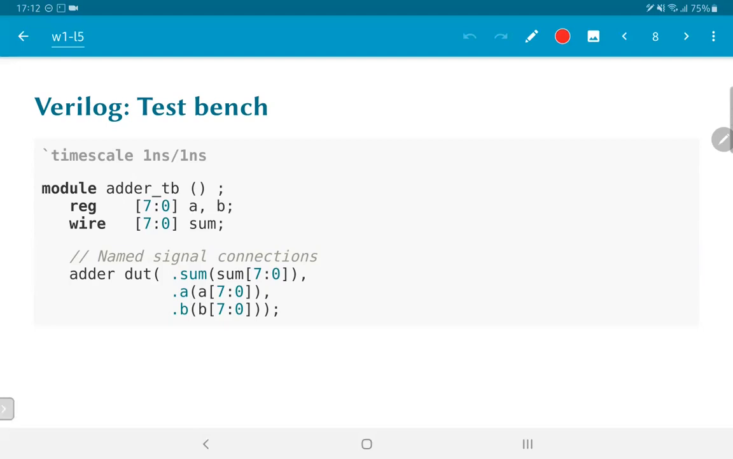This is always good coding style because it ensures that if at some point you need to add a new signal somewhere in your design, it does not upset any other places where your design has been instantiated. So the test bench basically consists of a design under test and some variables which can provide inputs and can monitor the output.